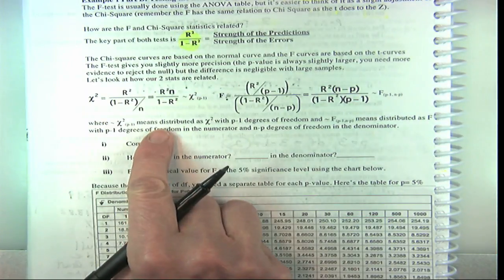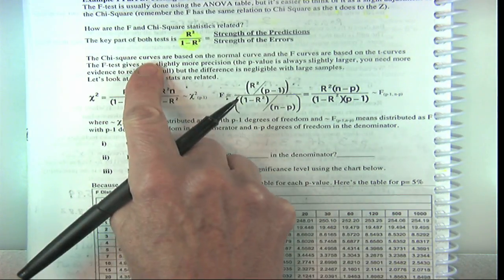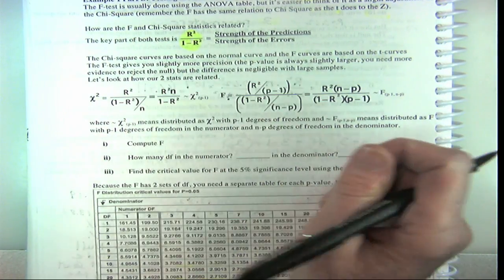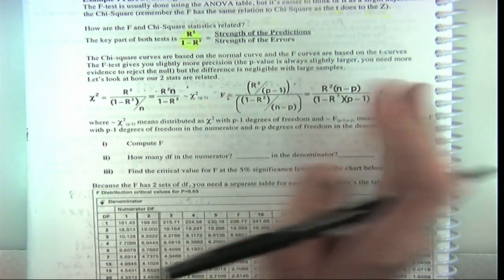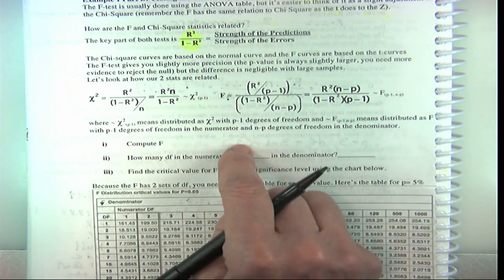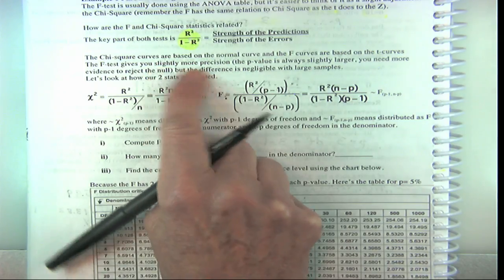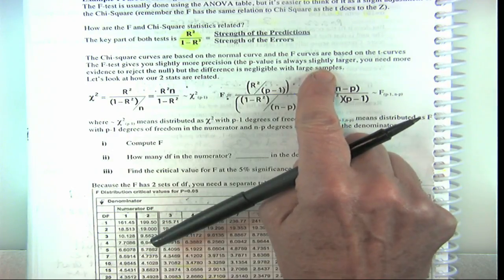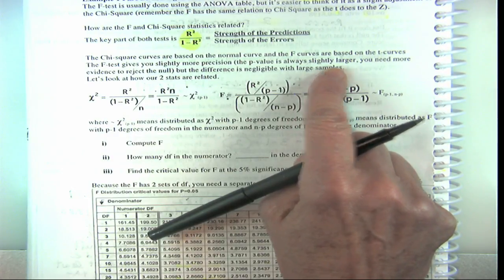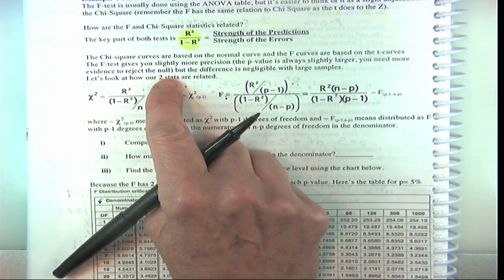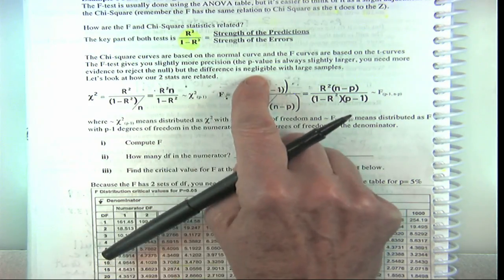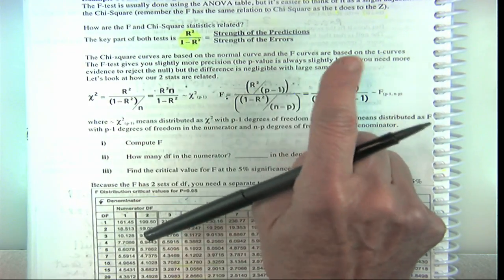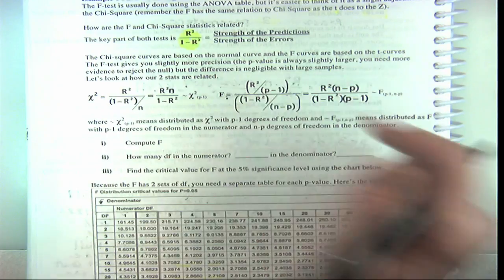Okay, but the chi-square curves are based on the normal curves, and there's sort of an analogy between the F curves and the t curves. So the F-test gives you slightly more precision. It's more conservative. The p-value is always slightly larger. You need more evidence to reject the null. But the difference is negligible with large samples. So let's look at this.